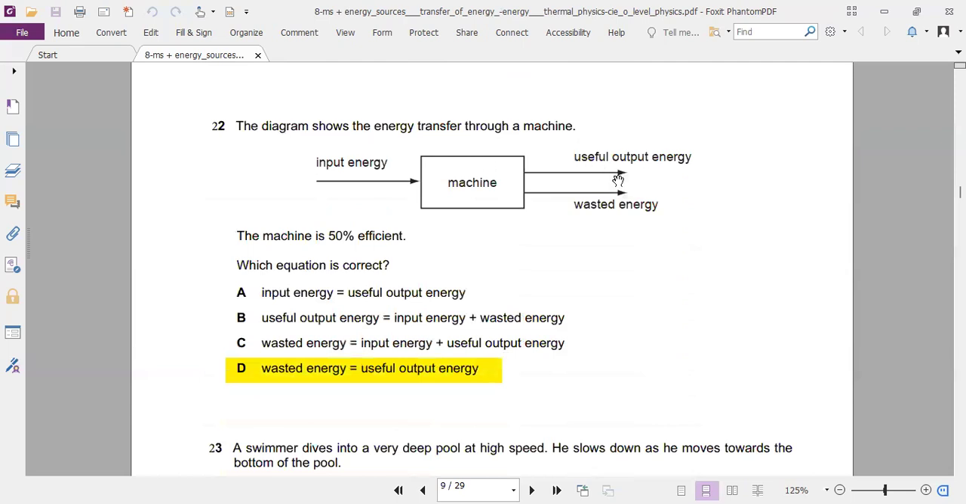So we have useful output energy and waste energy. The only correct statement is that wasted energy and useful output are equal. Look at these arrows, they tell you the story.